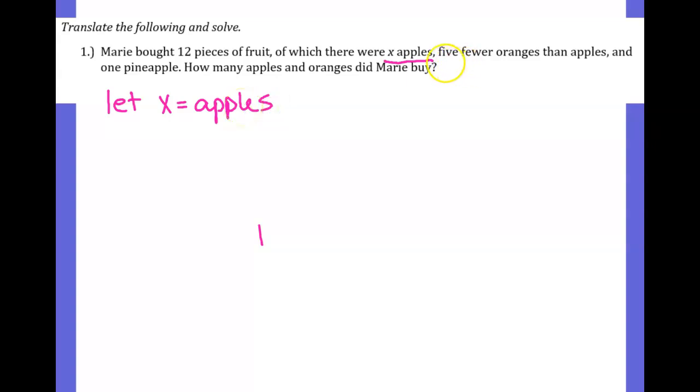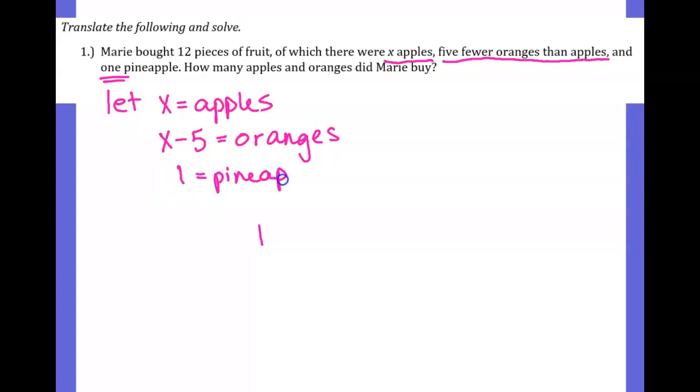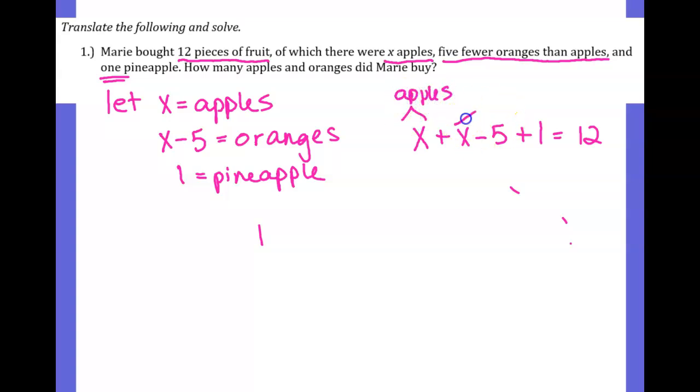Notice we've got 5 fewer oranges than apples. That means if we took apples and subtracted 5, that's how many oranges we would have. And we have just 1 pineapple. So 1 is our pineapple. That's not a variable, it's a constant. And since Marie bought 12 pieces of fruit, that's important information. It means if we took our apples and added the oranges and our pineapple, we would get 12. So again, the X is your apples, your X minus 5 is your oranges, and your 1 is just your pineapple. We add them all together, and we get 12.